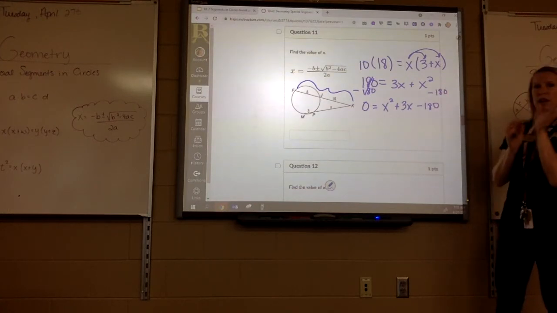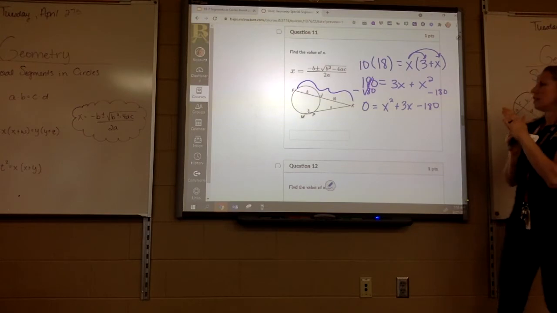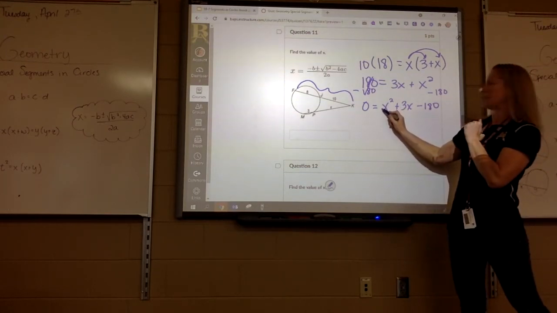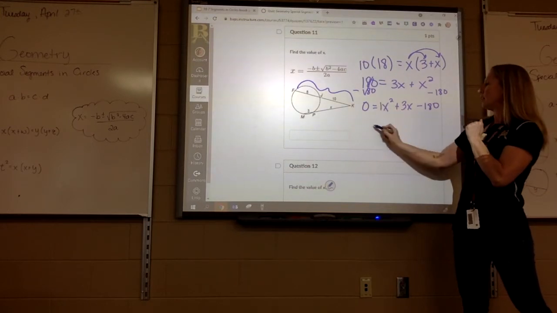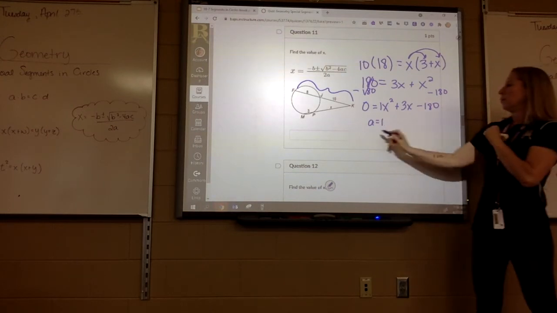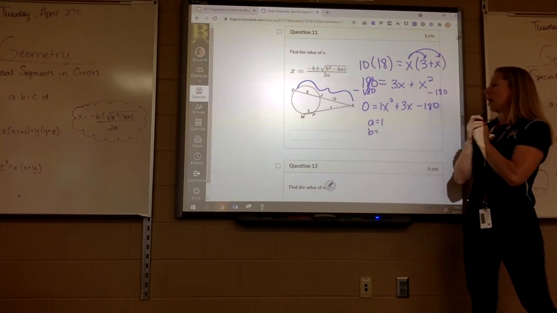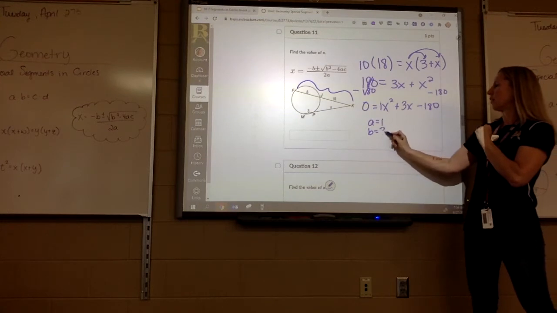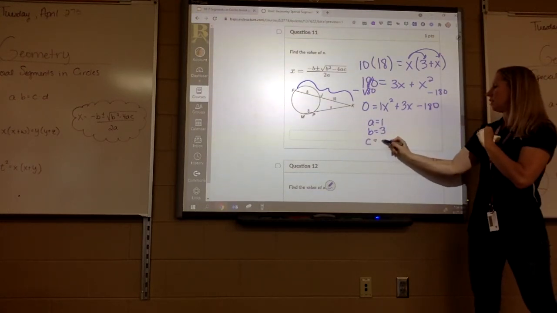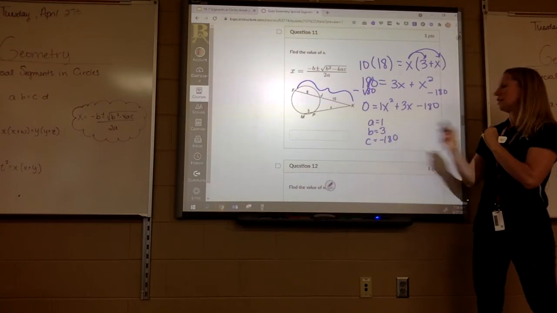So it has to be in order with the x squared term, then the x, and then the final number. This is where we get our a's, b's, and c's. A is always the number in front of the x squared. In this case, do you know what that number would be? 1. So a would be 1. B is the number in front of the x, 3. And then c is that other number, negative 180.